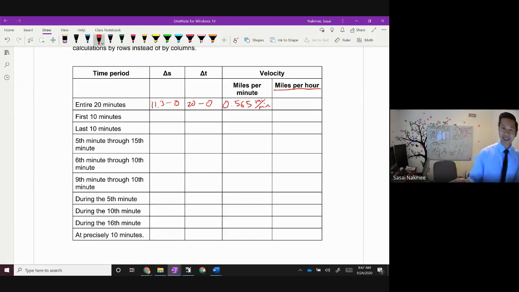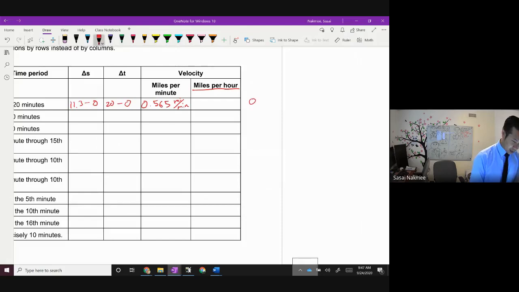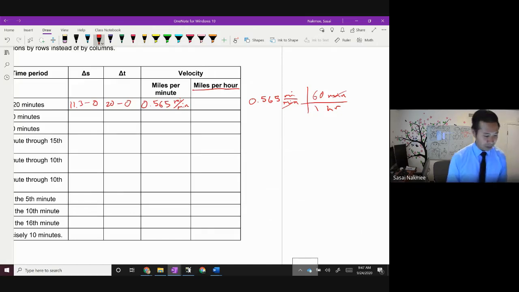Multiply by 60. Very good. Or divide by 60. Which one is it? A lot more people going with multiply by 60. And that's pretty much the idea here. If I have 0.565 and this is miles per minute, to convert this, I just need to multiply by 60 minutes for every hour. That way the minutes would cancel each other out. I'm left with miles per hour.